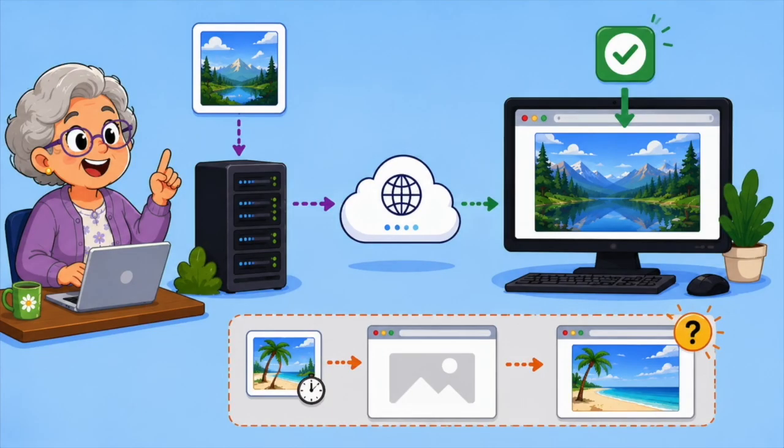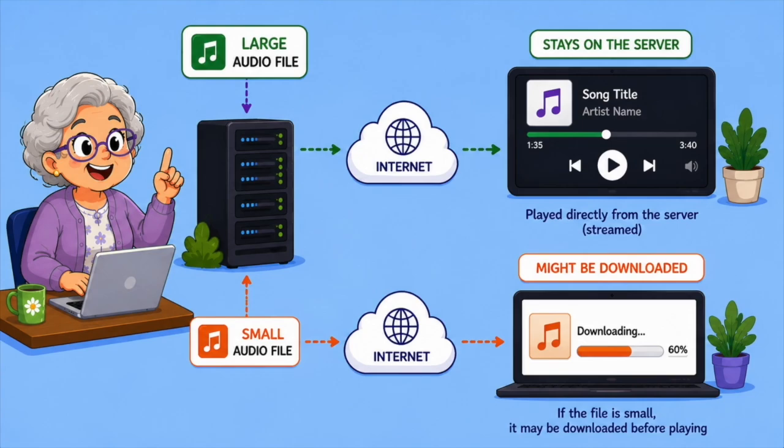Images, on the other hand, generally speaking, it will download, but not always. Sometimes it'll display it from the server. And you can tell the difference: if you click on an image and it delays in being displayed, that means it's downloading. Audio recordings generally will stay on the server, but it depends on how big they are.